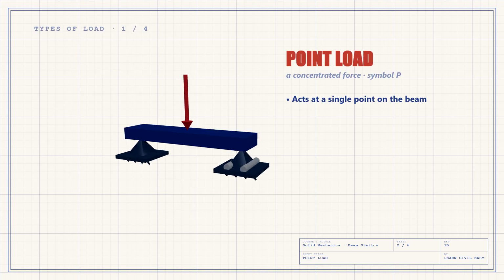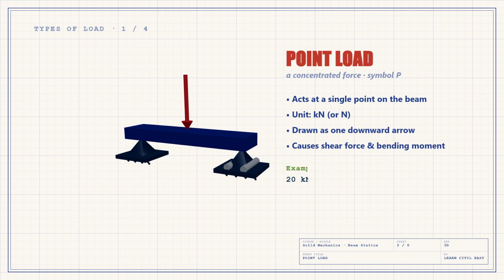First, the point load. A single concentrated force striking the beam at one location, we call it P, measured in kilonewtons. A person standing on a bridge, a column resting on a beam, we draw it as one bold arrow. Simple yet powerful. A point load both shears the beam and bends it. Consider a simply supported beam 6 meters long, carrying 20 kilonewtons at its center. Since the load sits at the middle, the two reactions are equal. Each support carries 10 kilonewtons.